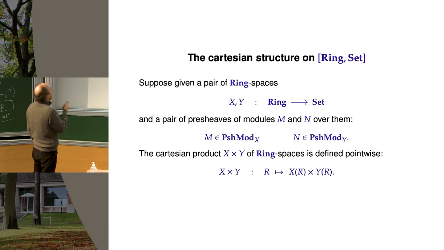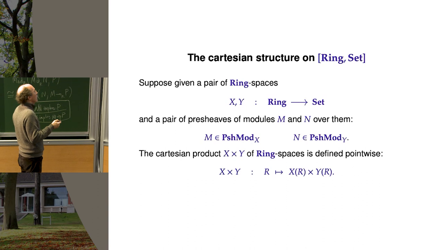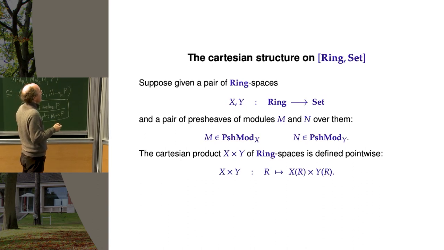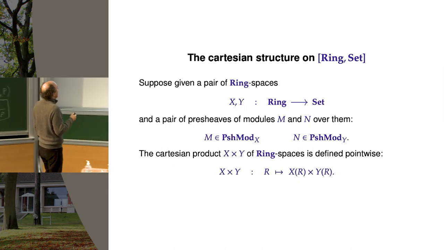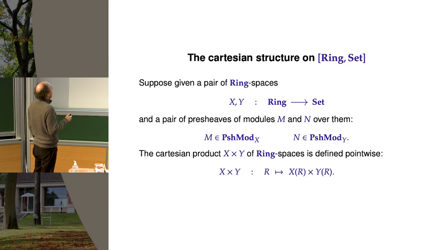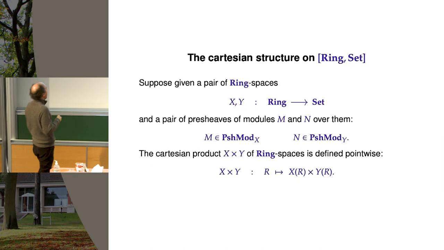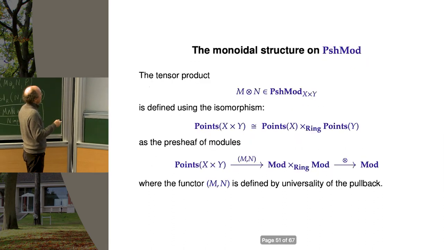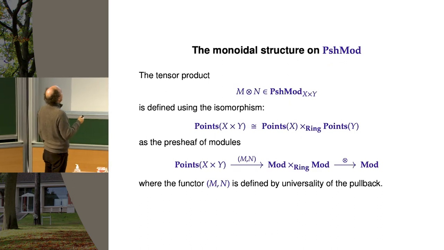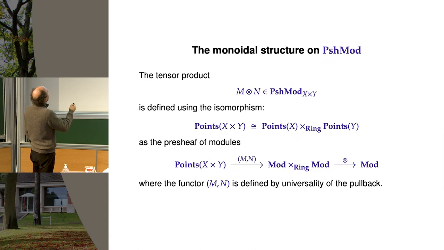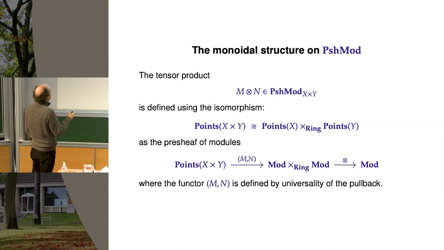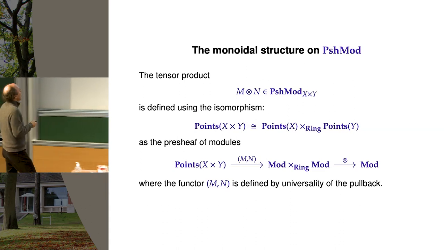Just to remind how the Cartesian structure works on covariant presheaves: if we have two covariant presheaves, X times Y is simply defined point-wise. That means the points of shape R are just pairs of a point of X of shape R and a point of Y of shape R. Now if we take M and N as presheaves of modules above X and Y, we can define their tensor product in a very simple way. We just take points of X times Y, and then construct by the universality of the pullback this map, and then use the tensor. So you see the construction of the tensor product is very elementary.